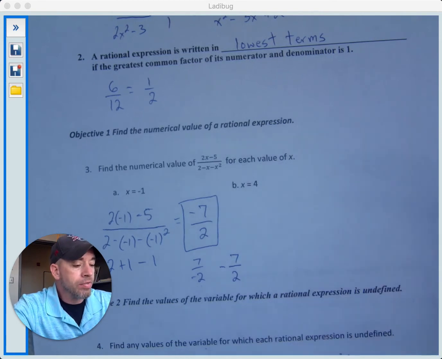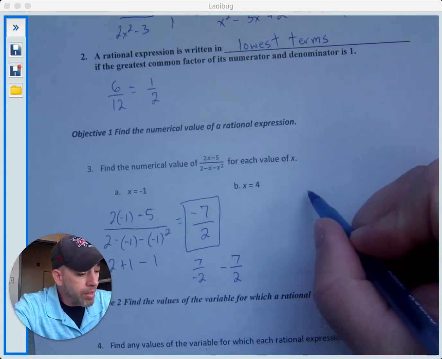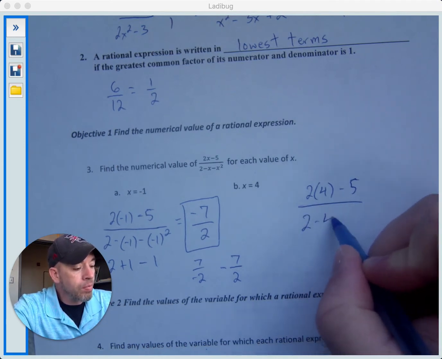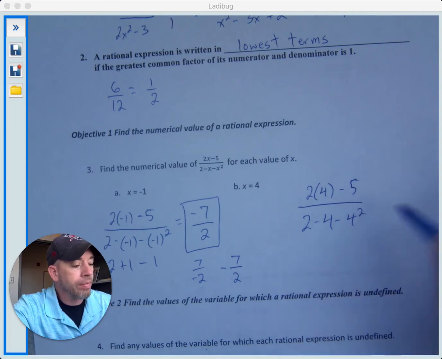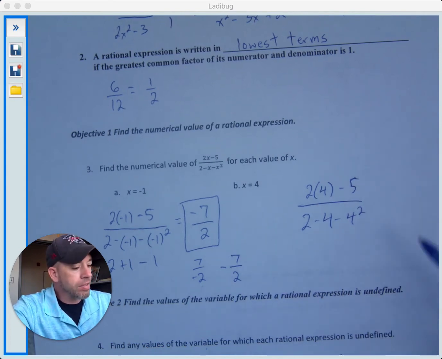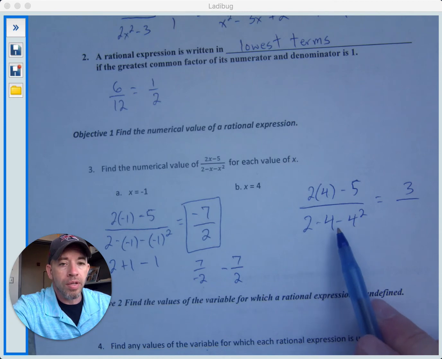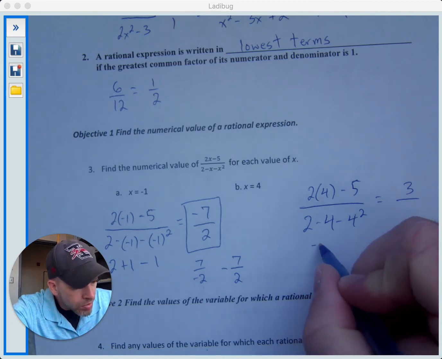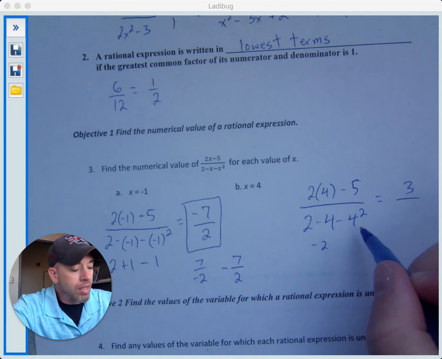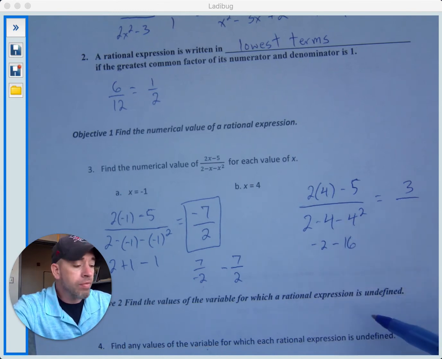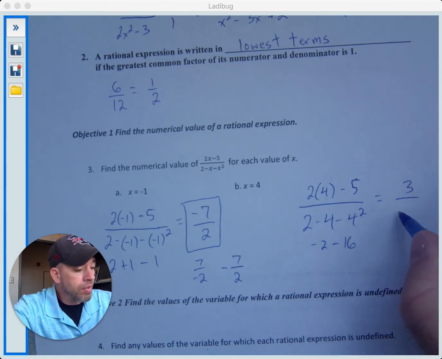Alright, 4, that's a positive number. It might be a little easier, I don't know. So on the top we have 2 times 4 minus 5. On the bottom we have 2 minus 4 squared. Alright, so on the top, 2 times 4 is 8, minus 5 is 3, right? On the bottom, 2 minus 4 is a negative 2. And here we don't have that issue with the negative, so we have minus 4 squared is 16, right? We do have to do the power before we subtract the 4. But now we have negative 2 minus 16 is negative 18.